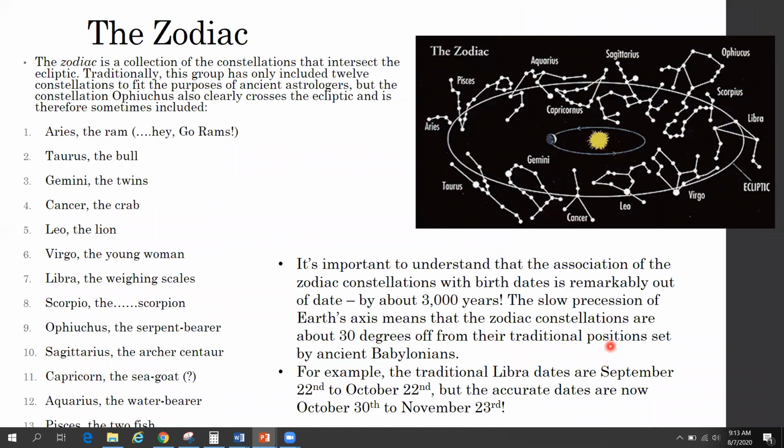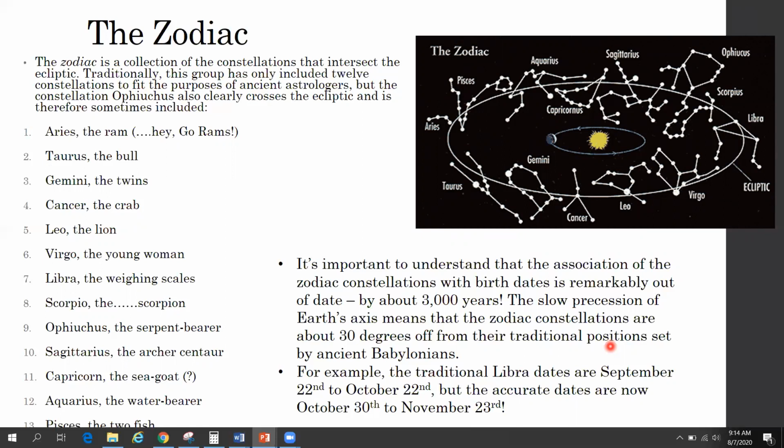All right, we have the zodiac, and this is our last bit of information for today. The zodiac is, again, another thing a lot of people are familiar with. We have this collection of constellations that intersect the ecliptic, in other words, that path that the sun appears to take across the sky over the course of the year. When I was describing it earlier and I said the sun could appear in front of certain background stars, these are those background stars, the different constellations of the zodiac.